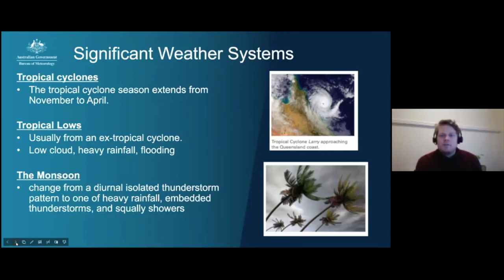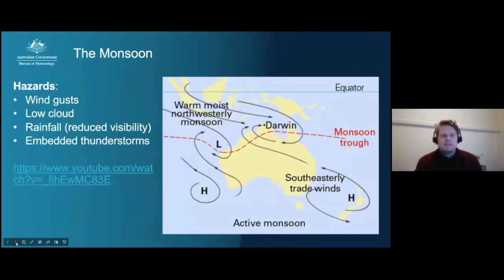So if we go to the next slide. Hazards in the monsoon. This is basically an area of weather caused by the monsoon trough as it gets pushed further south over the continent. And a lot of warm and moist air comes in from over Asia and that equatorial maritime area.